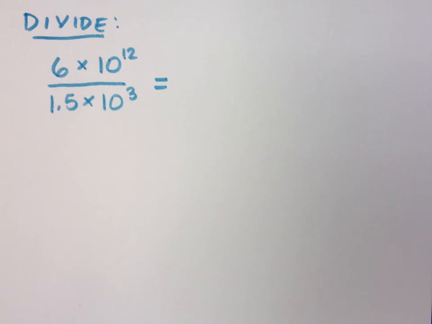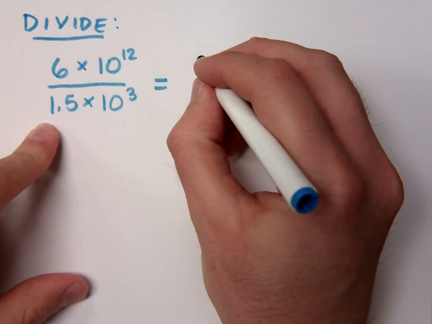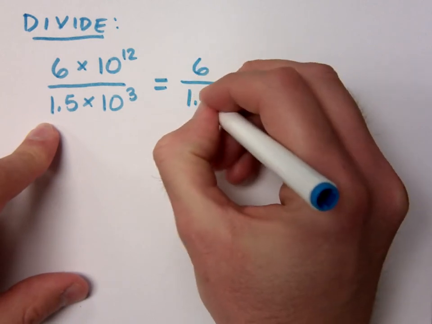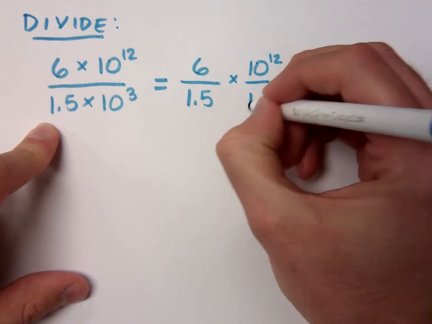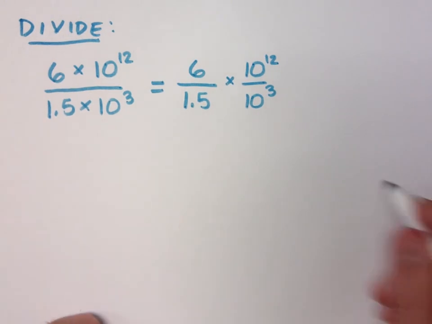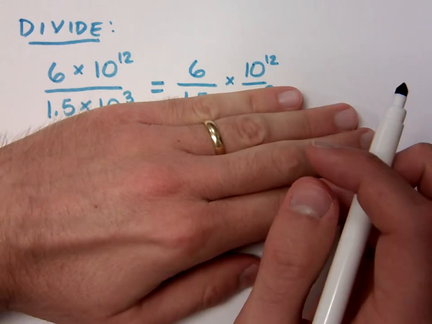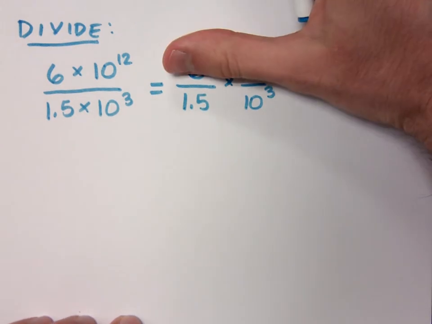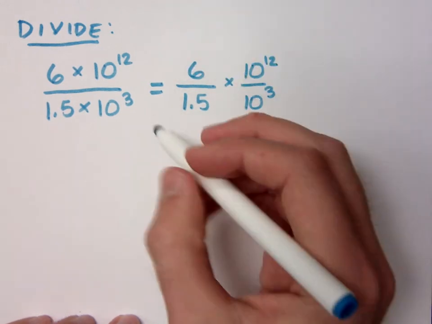So 6 times 10 to the 12th over 1.5 times 10 to the 3rd. All of this stuff is stuck together, right? So I can rewrite this to say 6 over 1.5 times 10 to the 12th over 10 to the 3rd. Because you know how to break up fractions, and if you multiplied this back, wouldn't you get 6 times 10 to the 12th over 1.5 times 10 to the 3rd? If you multiply the fractions like you're supposed to, it's still the same thing. But I separate it like this so I can simplify it.